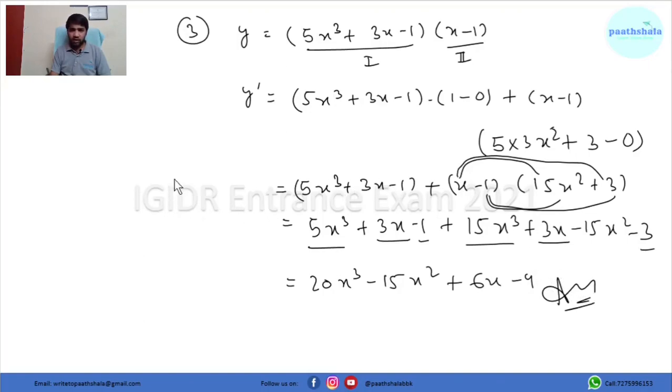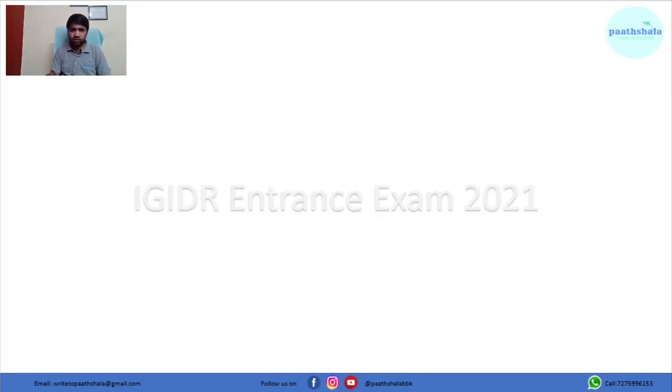Here we have applied the product rule. Okay, so keep this in your mind. These kinds of questions you are going to get in your IGIDR exam. Maybe the level of the question will be slightly difficult or it could be slightly easy. Let's apply the chain rule to some other questions as well.